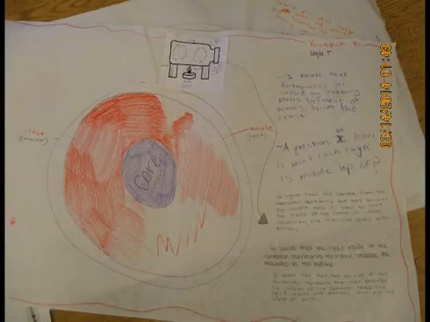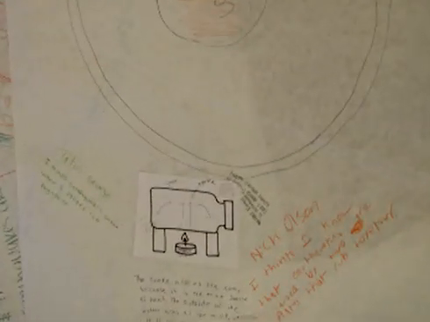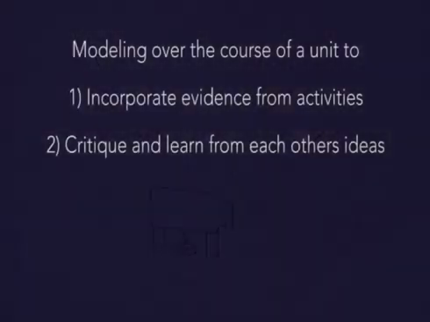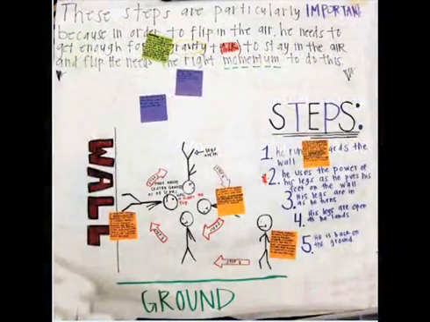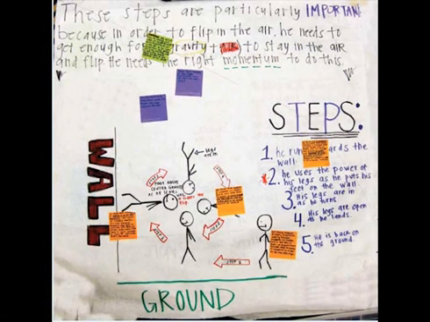In this 8th grade unit about the core of the Earth, new ideas from a convection current activity were added to the initial model. Students can use Post-its to add suggestions for improvement on other groups' models.